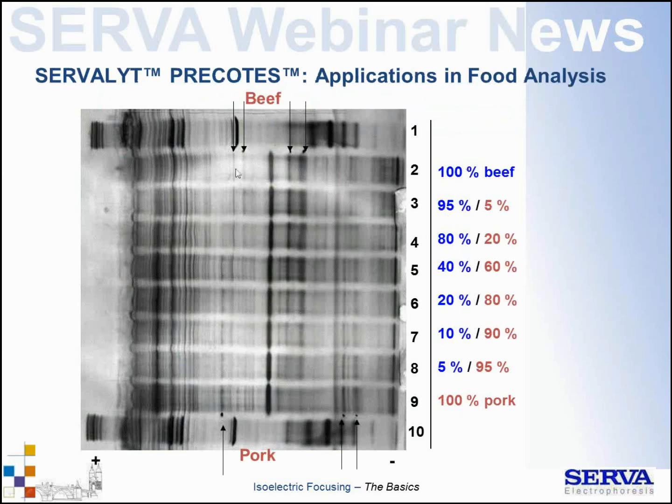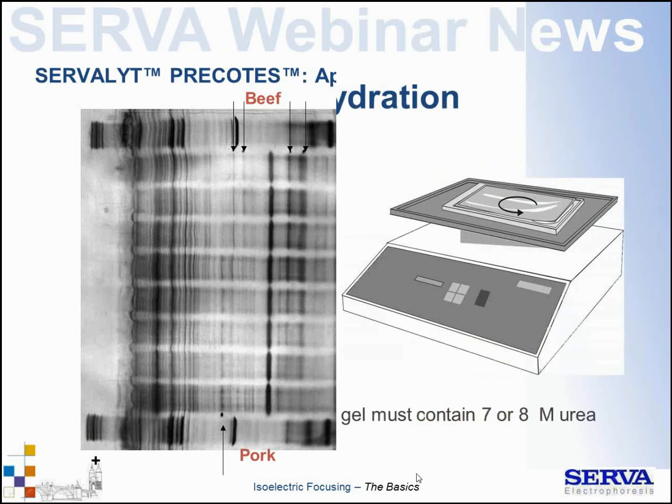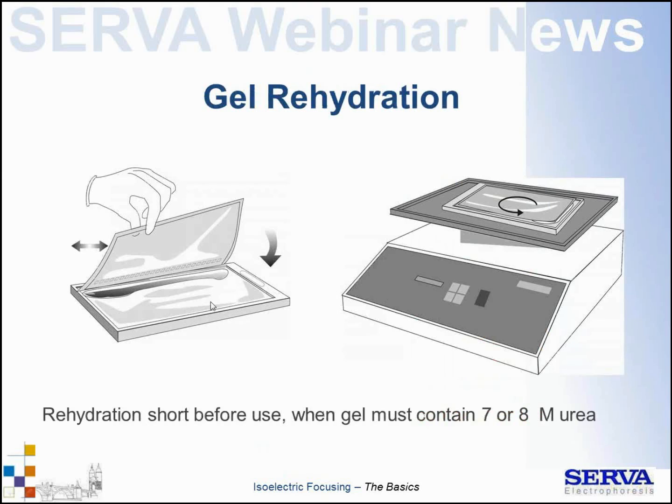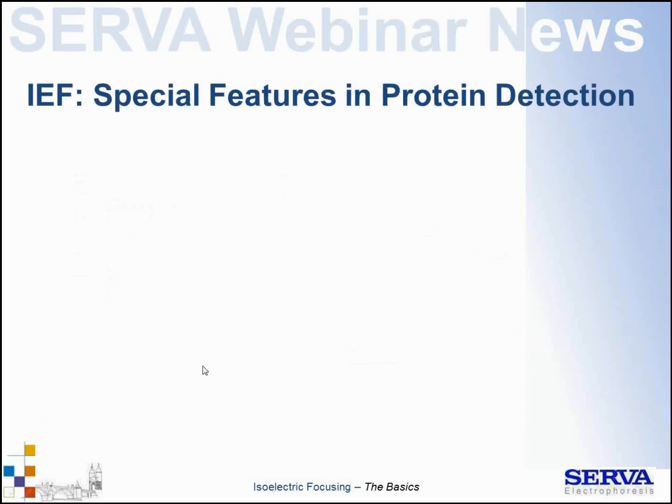A few results. Here that's done in food analysis, stain gel, where the percentage of pork meat in beef can be measured by densitometry, scanning special bands, and quantitating the intensity of these bands. Gel rehydration can be done in such a tray within 1 hour on an orbital shaker very easily. This is done with dry gels, and here you have the Carrier Ampholytes in urea solution.